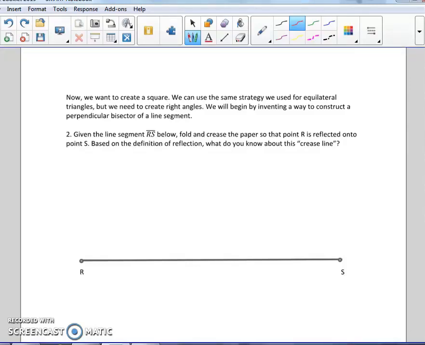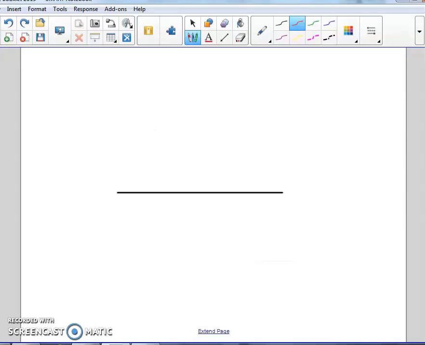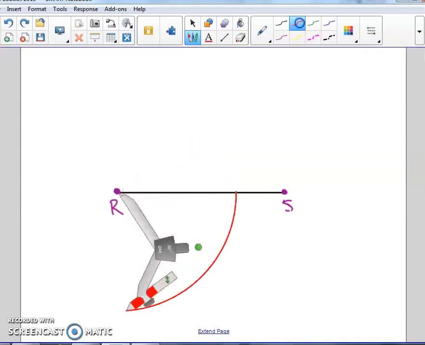Without folding paper in front of me, I just drew a smaller line segment, and I am going to demonstrate how in class we constructed the perpendicular bisector without paper folding. I took my compass and put it on one endpoint. And I opened it so that it was more than 3/4 of the line segment, and I drew a circle.